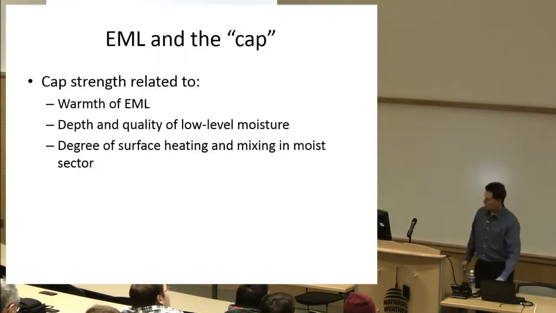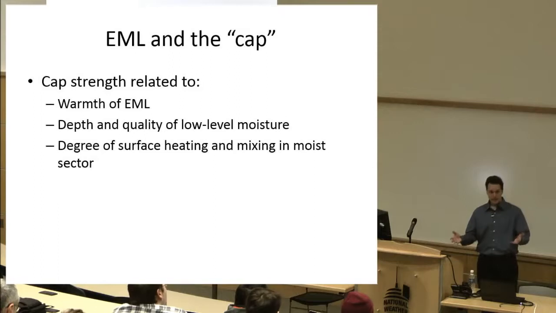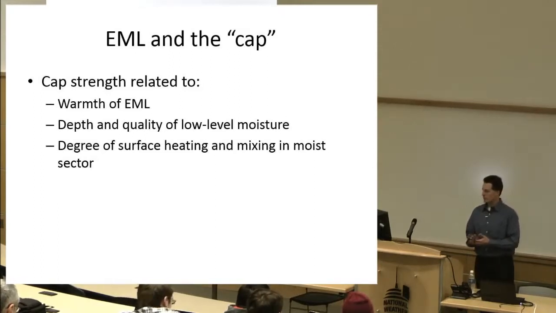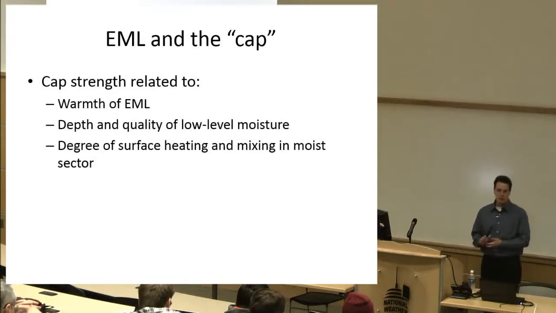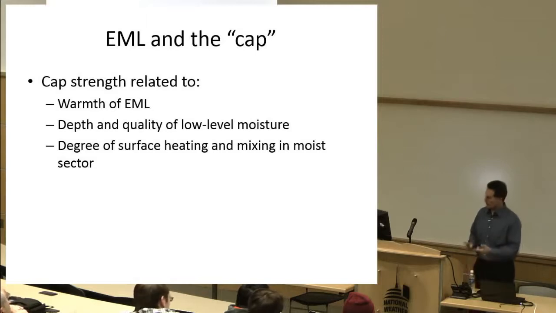Okay, and I highlighted the cap earlier. The base of the EML, that transition zone between the elevated mixed layer and the moist layer below, that's what we call the cap. It's usually a stable layer. But then again, the degree of cap, you want some cap if you want more isolated discrete storms. And again, in a few weeks, we'll talk about that in more detail.